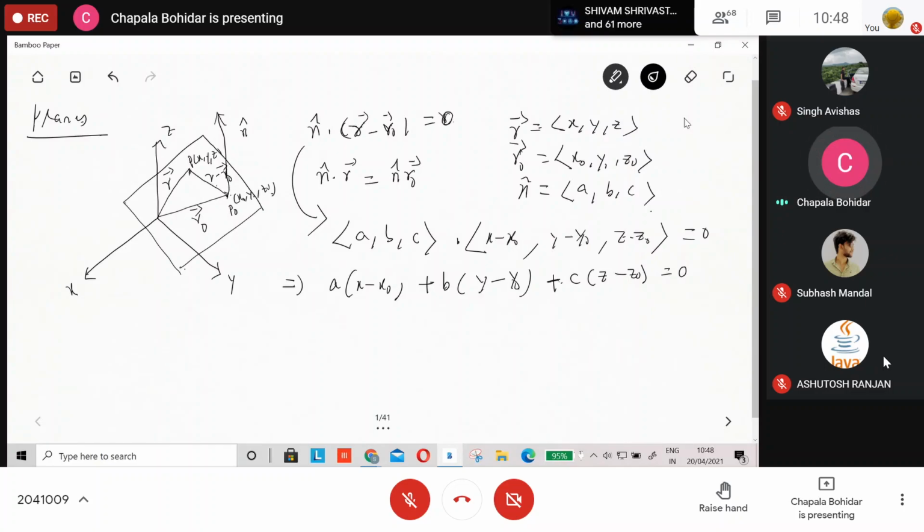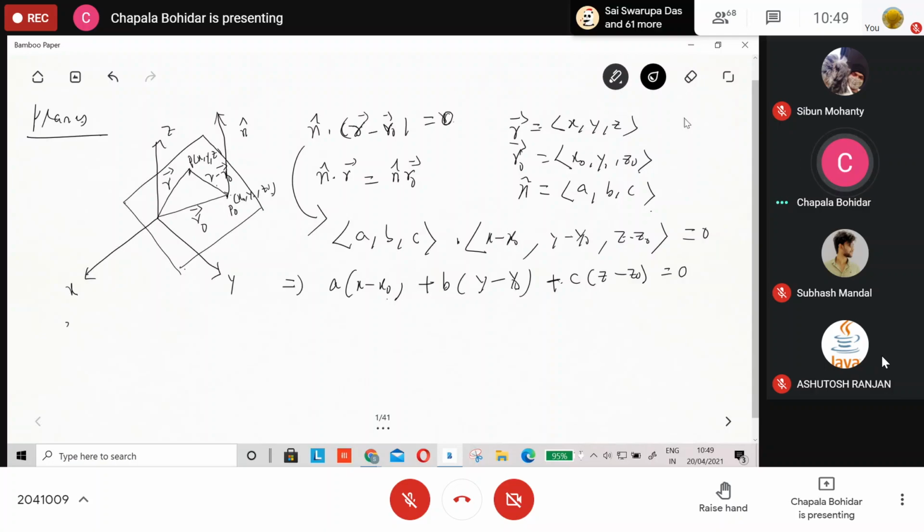If the value of x0, y0, z0 is 0, that is a special case. If the value of x0, y0, z0 is equal to 0, what will we get? ax plus by plus cz equals 0. That is our special case if x0, y0, z0 is equal to 0.